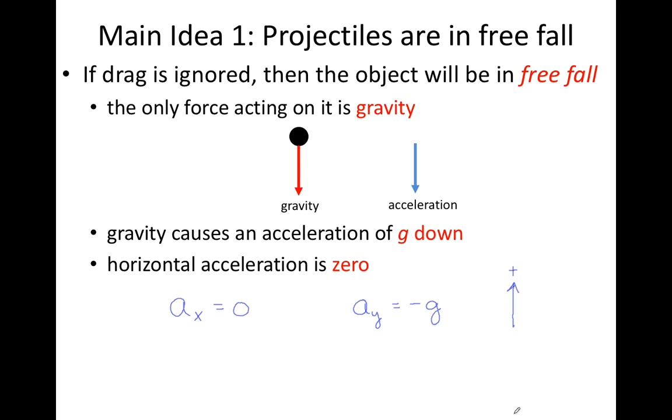And g, you should remember, has a value of right about 10 meters per second squared. That's the value that we're going to use for tests and for positive physics. But if we're testing the value for g in the real world, g in the real world has a value of approximately 9.8.